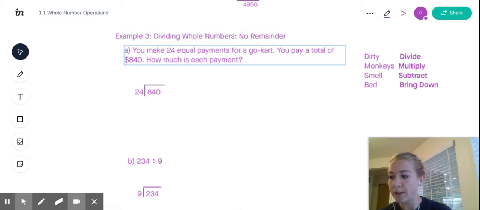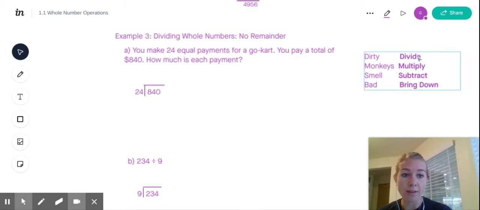Okay, so we know that there's groups of 24 and $840. So we need to find the quotient of 840 and 24. So we're going to be doing some long division.